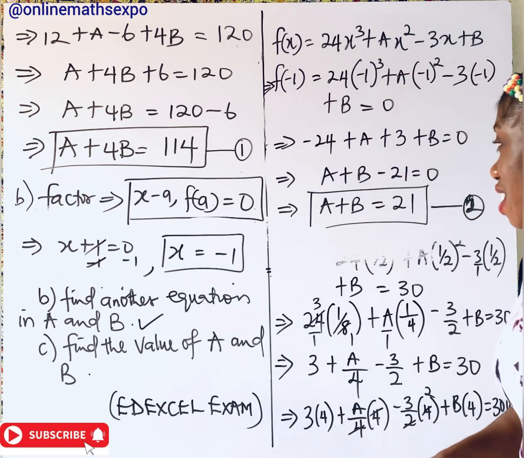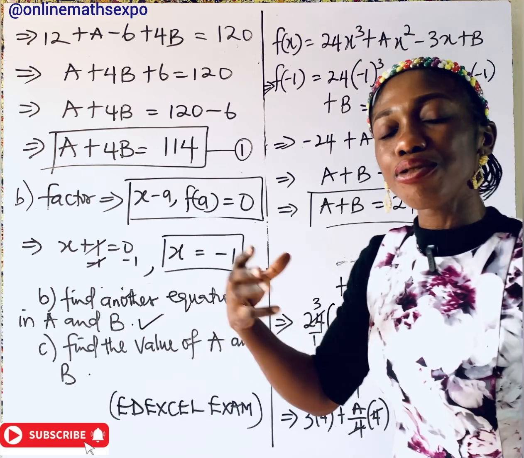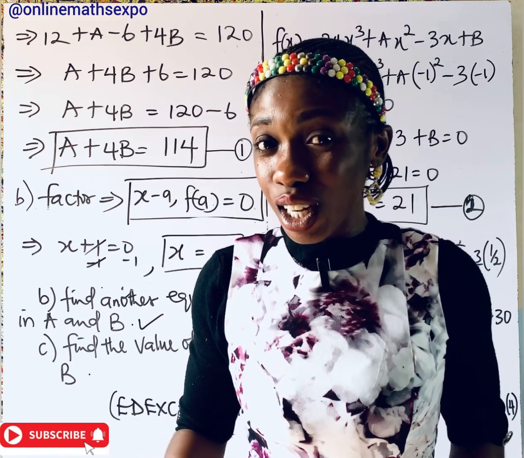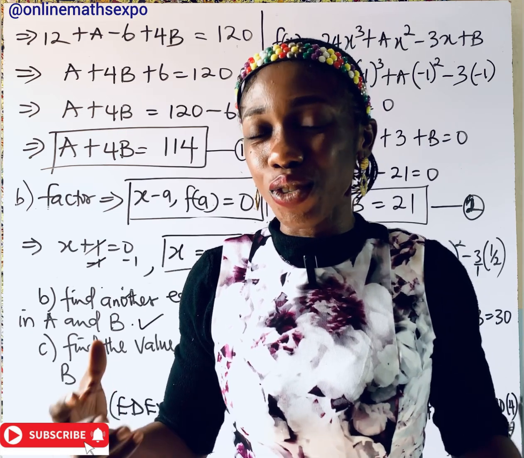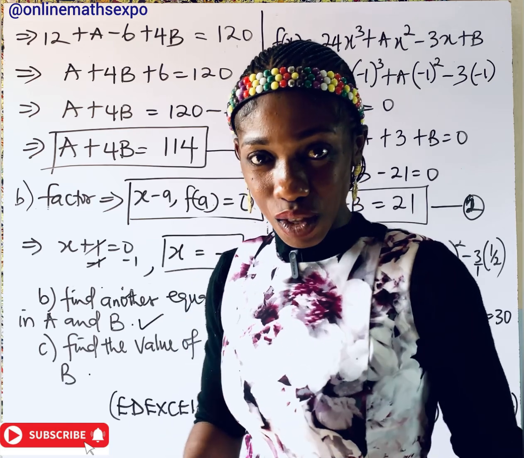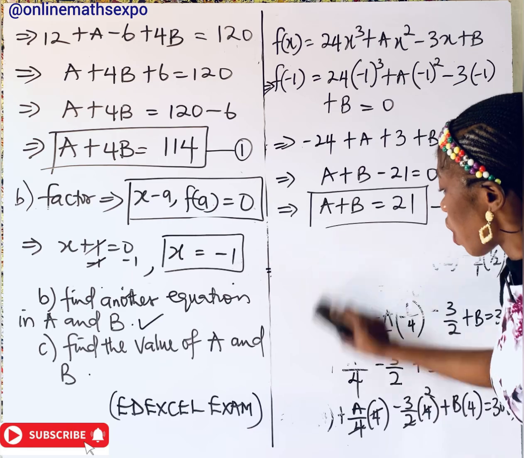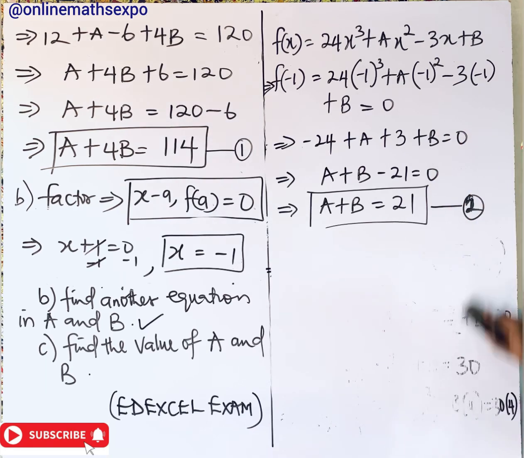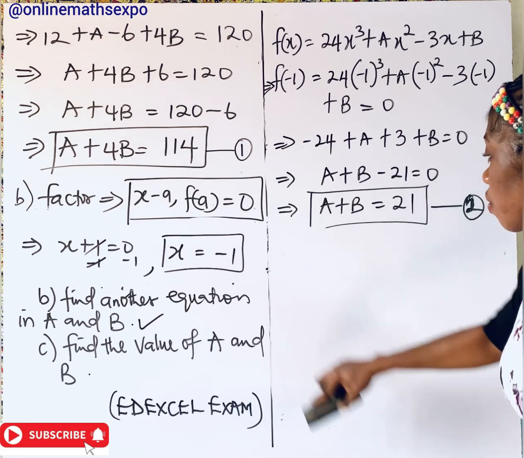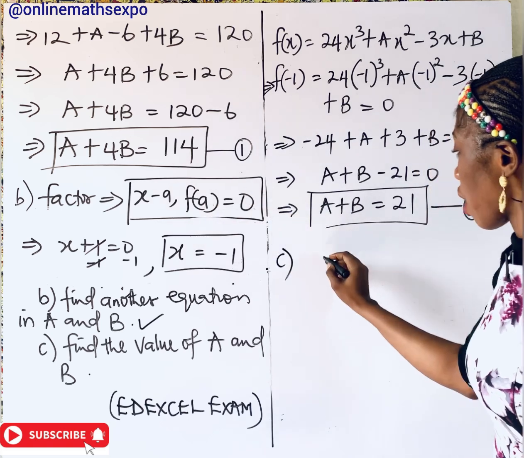So what it means is that we are going to solve these two equations we have gotten now. And when you have two equations with two different unknowns, what does it lead you to? It leads you to a system of equations, or what we call simultaneous equations. So we're going to solve this simultaneously. And we are now answering the C part. So we bring the two equations together.